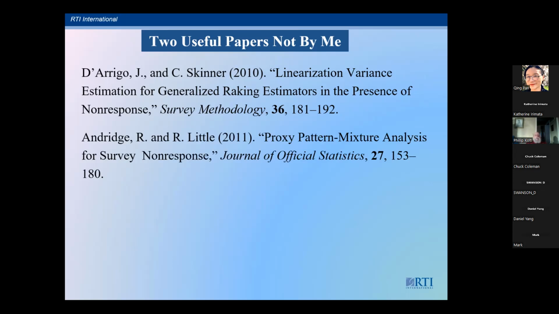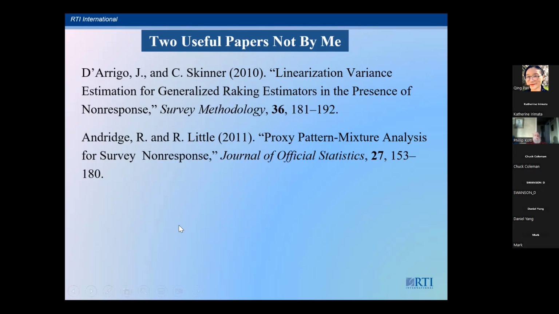Another thing is, if you want to actually read about what I call pattern mixture models, they sometimes call them proxy pattern mixture models, which I find tongue twisting, so I leave out the proxy a lot. It's a good article, the first article in the survey literature that I know of, by Andridge and Little. Little is the first champion of that. And that's here in the Journal of Statistics.